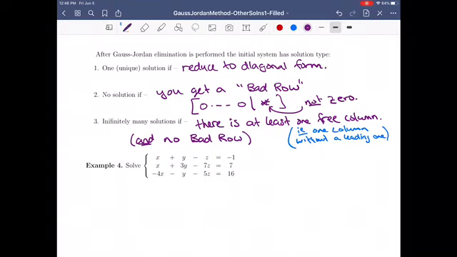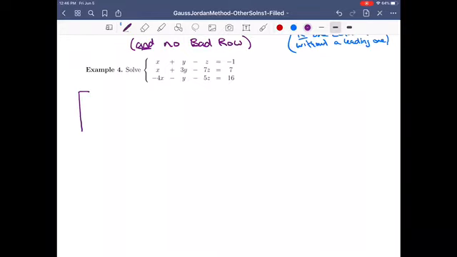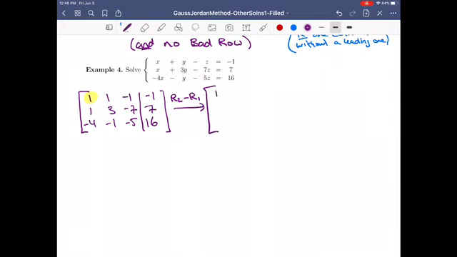Okay, so let's try another example. So here's our system. Let's write it in augmented matrix. 1, 1, negative 1, negative 1, 1, 3, negative 7, 7, negative 4, negative 1, negative 5, 16. So we pivot around our first entry. I want to make the 1 and the negative 4 below it 0. So I'm going to do row 2 minus row 1. I'm not changing row 1 here.